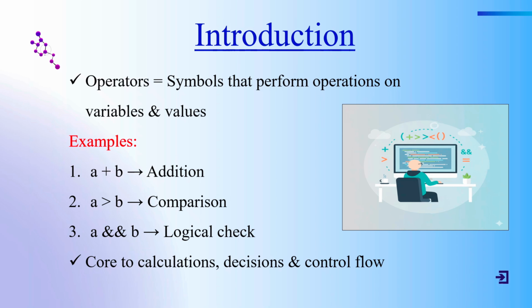Operators in Java are symbols that tell the compiler to perform a specific operation on a variable and a value. For example, a plus b is telling it to perform addition of two numbers that are stored in variables a and b. a greater than b will compare whether a is greater than b or not. And a double ampersand b checks the condition whether both of them are true or false.